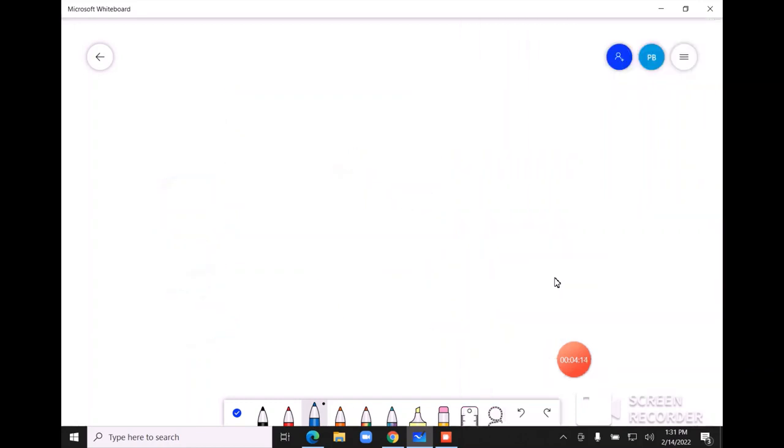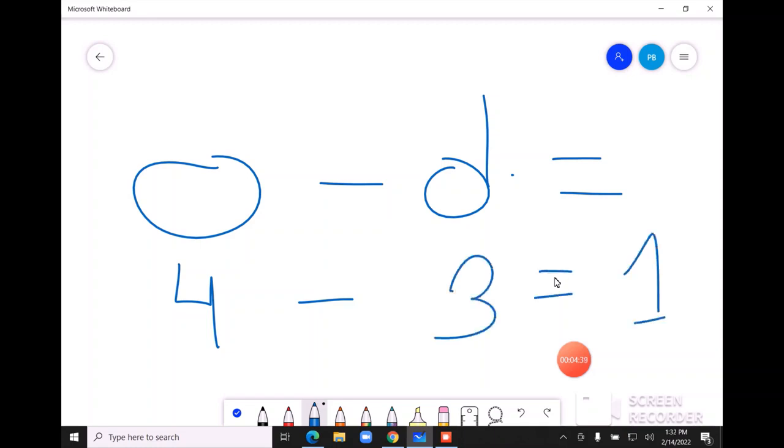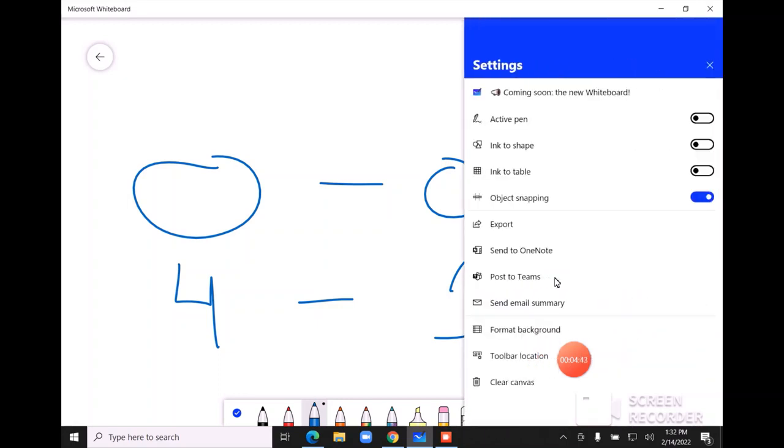Now let's try one with subtraction. Take a look at this math problem and see if you can solve it. In this one, we have 4 beats here for the whole note, minus 3 beats for the dotted half note, and our answer would be 1. Let's keep going.